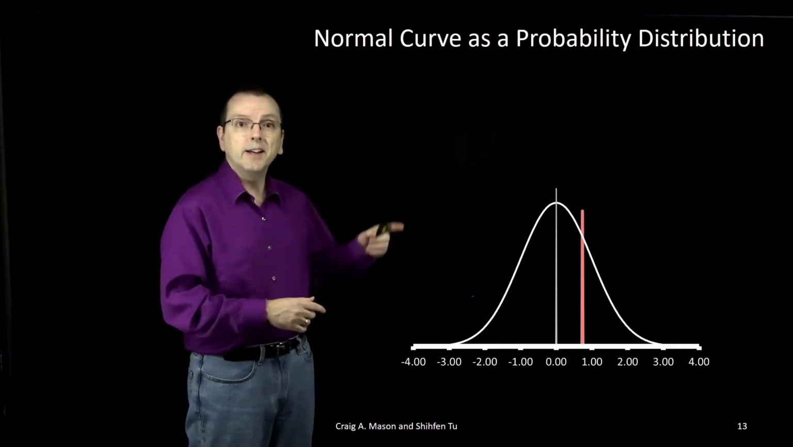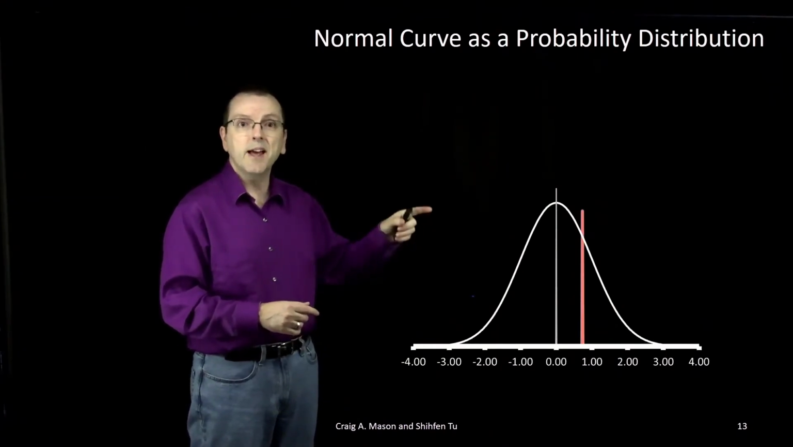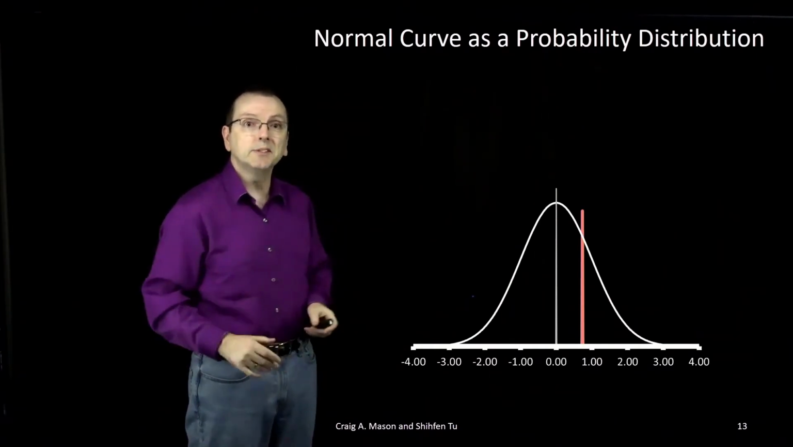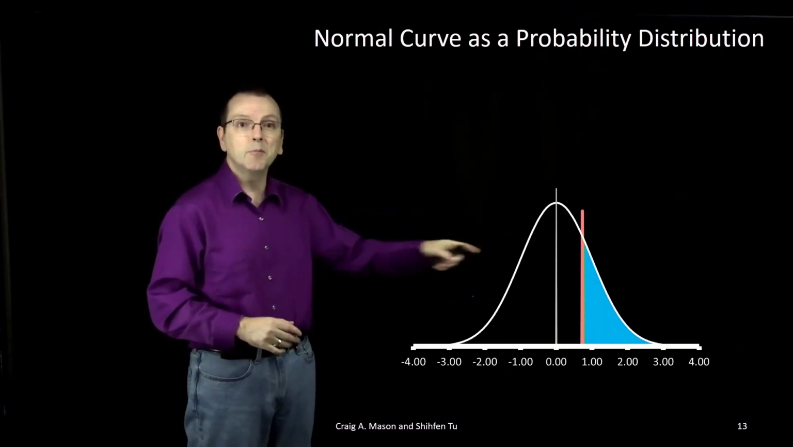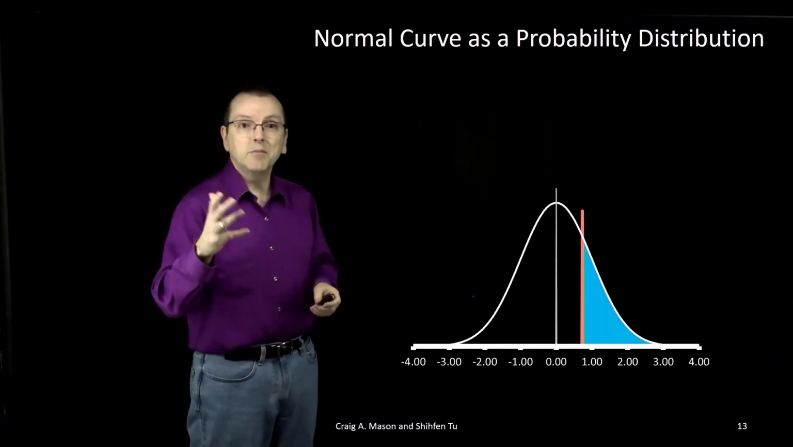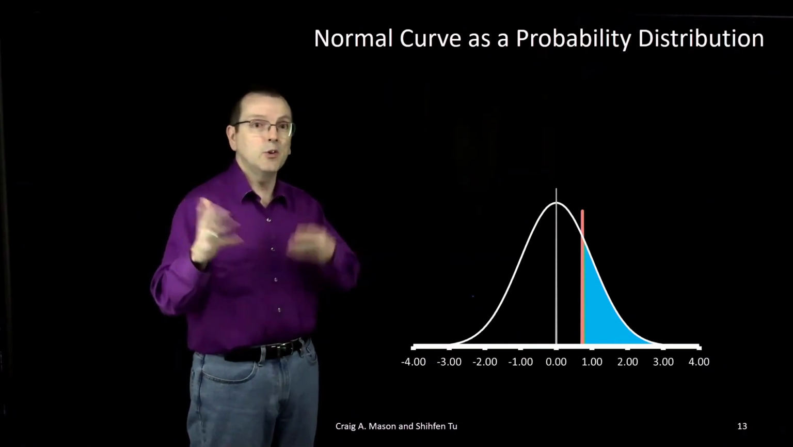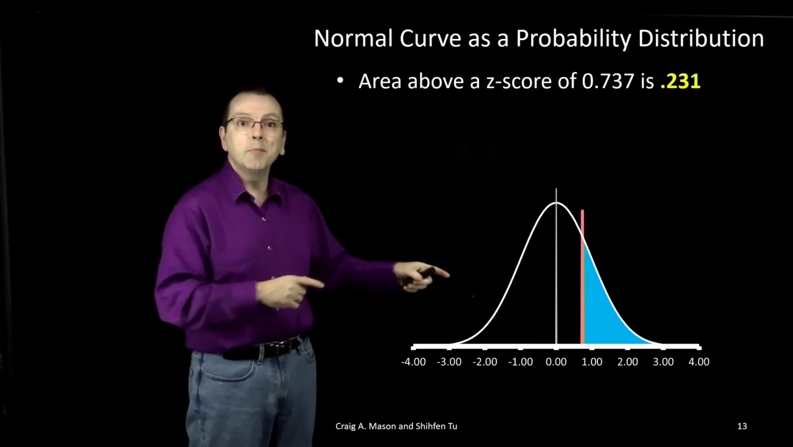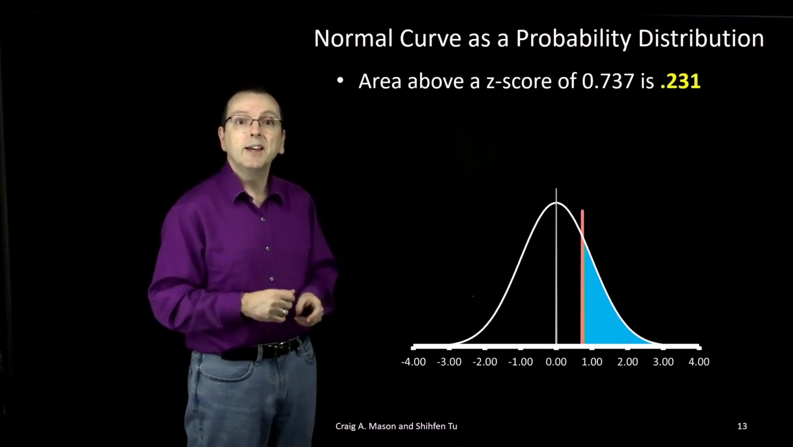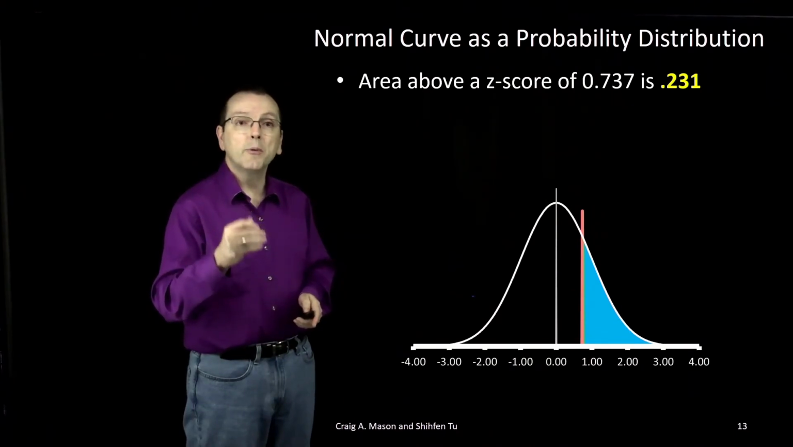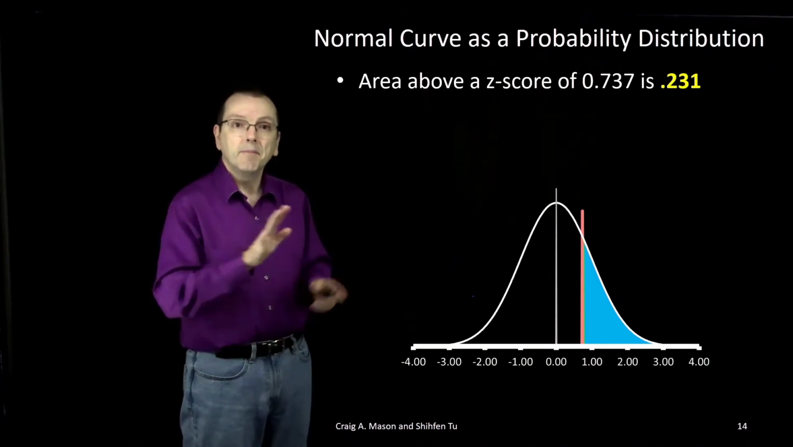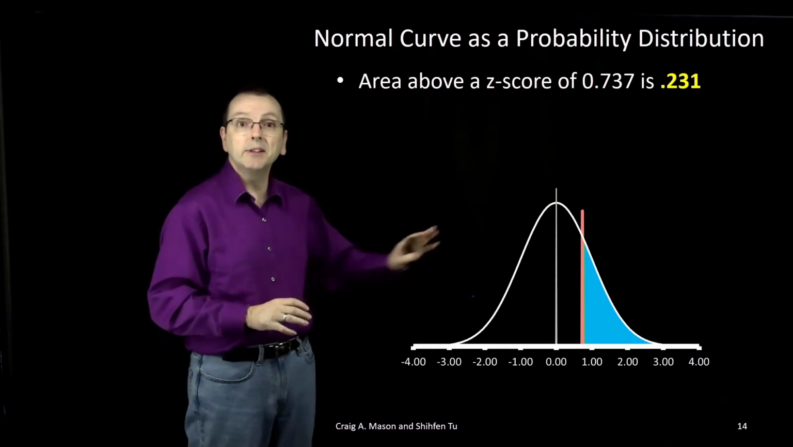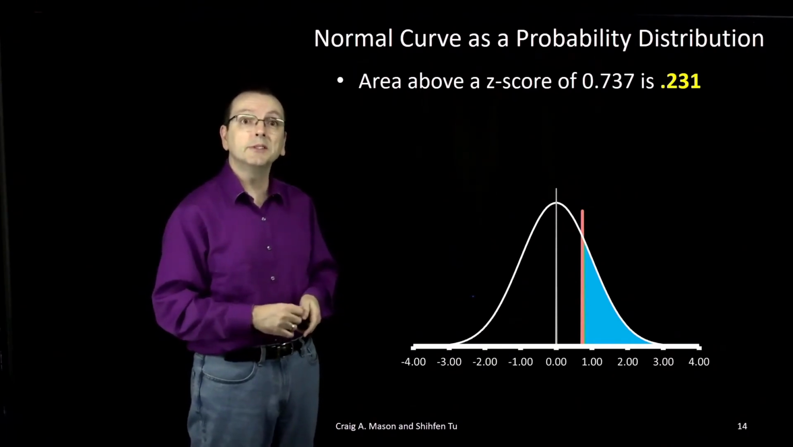We can visualize this question using the normal curve, right? We just find a z of 0.737 on the normal curve. We're interested in the area above a z of 0.737, this shaded in blue area, right? And using either Excel or a normal distribution table or something, we can find that the area above a z of 0.737 is equal to 0.231. That tells us, right, that 23.1% of the people have a z-score greater than 0.737.